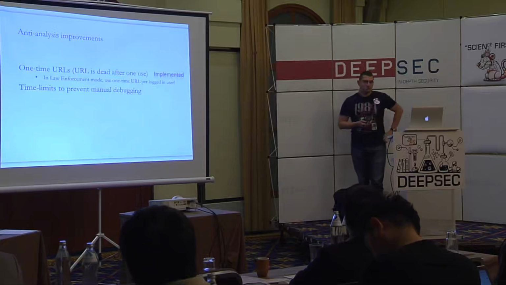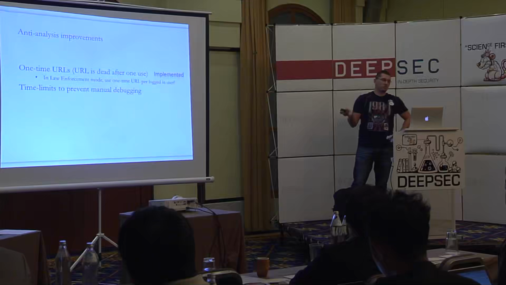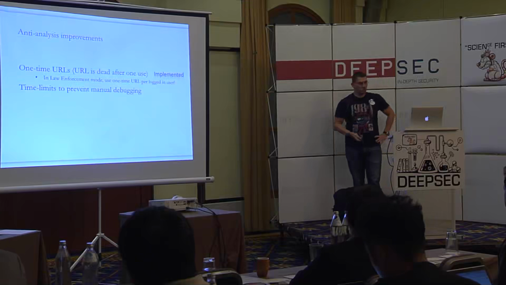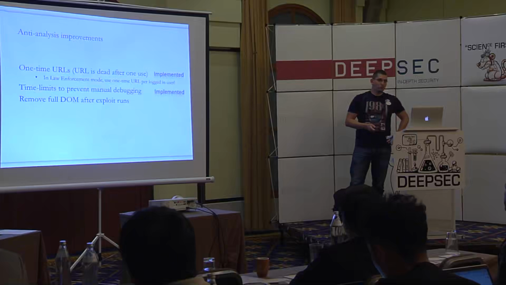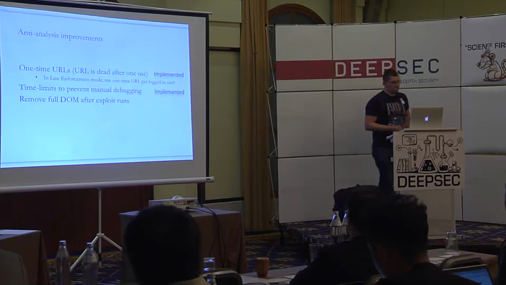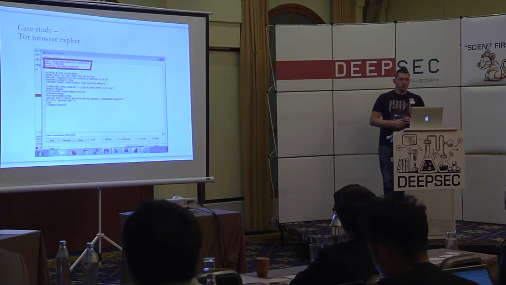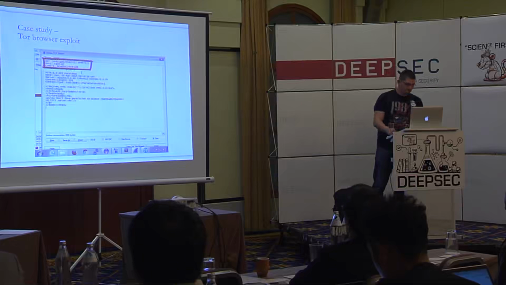You should also use time limits in your code to prevent manual debugging. So for example, if there is a 1 minute difference between the first request and the second request, you can be sure that someone is manually debugging it. It is always a good idea to remove the document object model from the browser after your exploit runs. And let's see the Tor browser exploit with this encrypted exploit delivery.